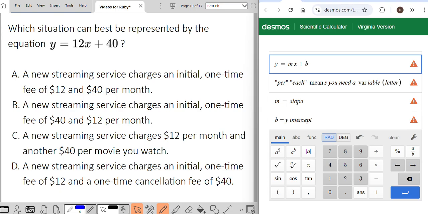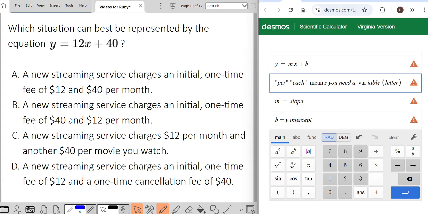But something with word problems that we have to really remember is that the word per or each means you're going to need a variable with whatever that was mentioned with. Okay, a variable, as we know, is an unknown and represented by a letter. So now let's look through here and see what we can find.